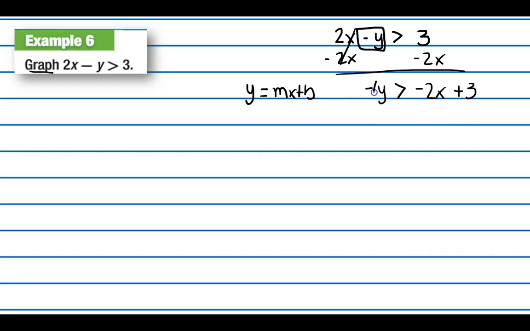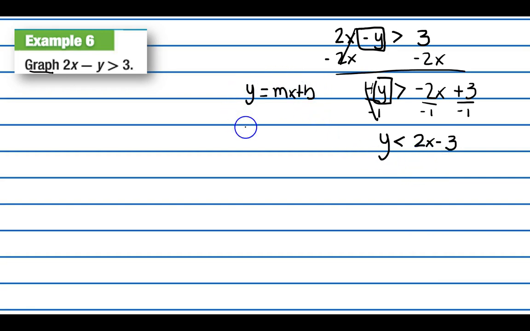Now we're still going to get y by itself. So box the y, and we want to get the y by itself. We have an invisible 1 between the negative and the y. So I'm going to divide both sides by negative 1. That means each of these numbers we're also going to divide by negative 1. That goes away. Y is now less than, because it flips, because we divided both sides by a negative number. A negative divided by a negative is a positive, so we have positive 2x. Then we have 3 divided by negative 1, which is negative 3.